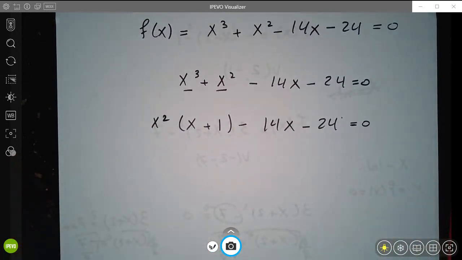Now we need to look at the second set and see if there's anything we can take as a common factor from there. All right. So we have 14 and 24. One common number would be 2, because 14 is 2 times 7 and 24 is 2 times 12. It could be 6 times 4. It could be 8 times 3. Right? So many possibilities, but none of them are factorable.